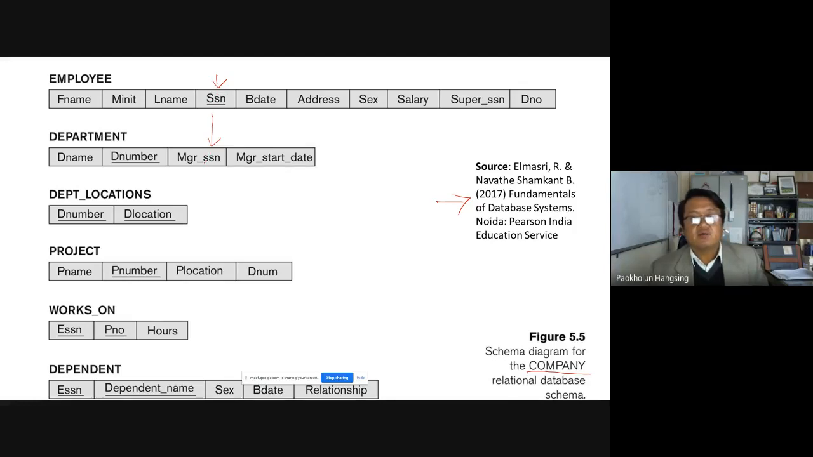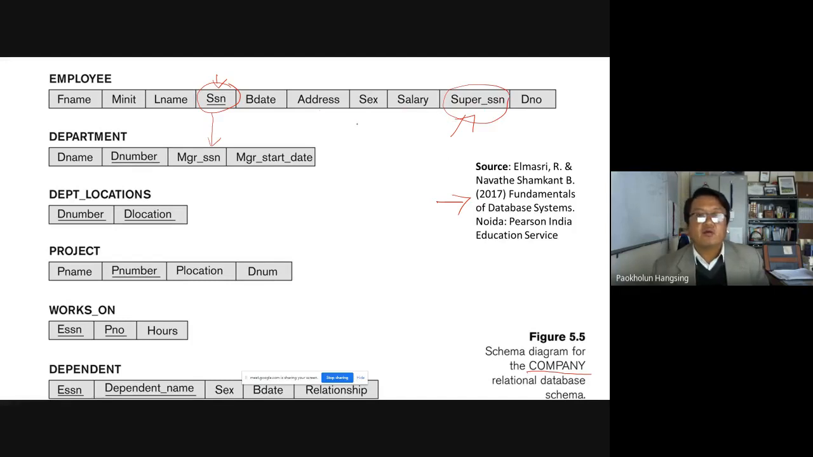But the problem comes here, for example, if you look at this towards the end, that means each person will have a supervisor. Supervisor is also an employee. So the value of SSN and super underscore SSN, these attributes are the same. The values are the same.